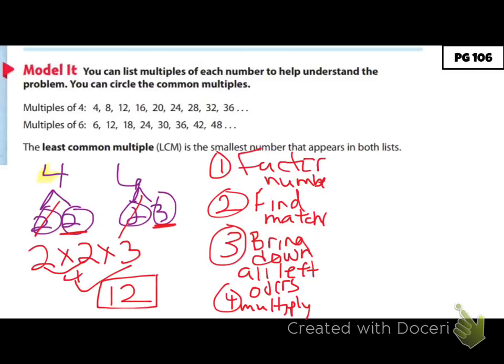So, factor the numbers, find the matches just like before. Only now we bring down all of our leftovers. One way to remember whether or not you bring your leftovers is least common multiple starts with L, leftovers start with L. So on least common multiple, you bring your leftovers.